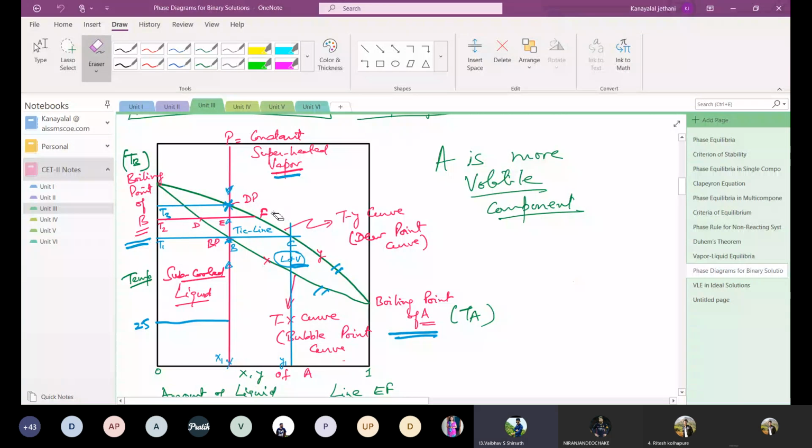And sir, what about tie line? I'll tell you about tie line. First understand Ty curve and Tx curve, then we'll see tie line. Ty Tx curve समझ में आया? Yes, sir.